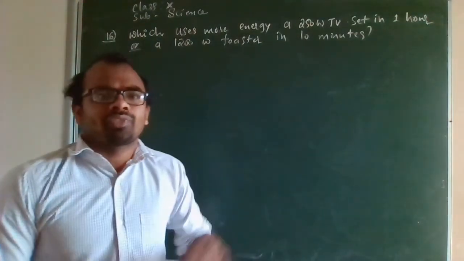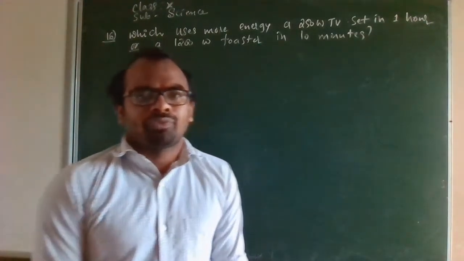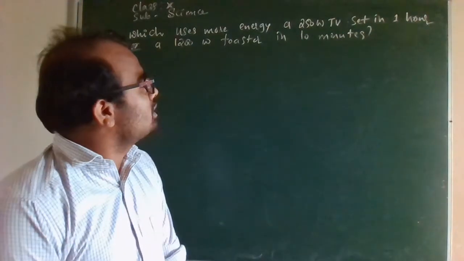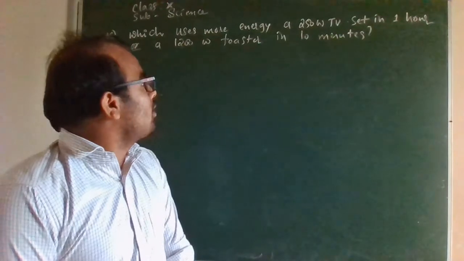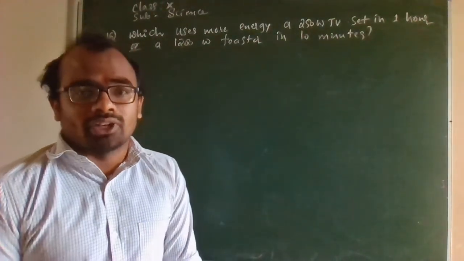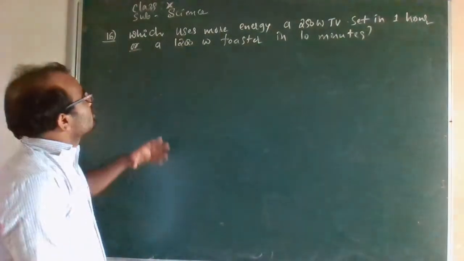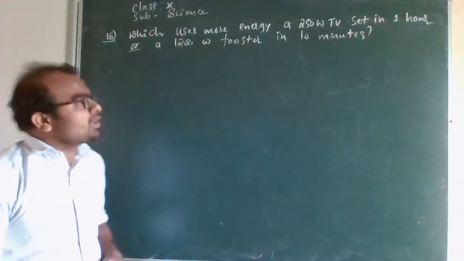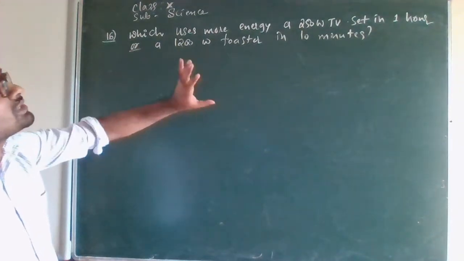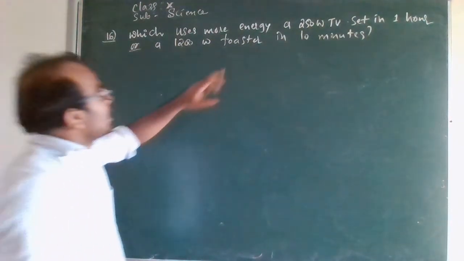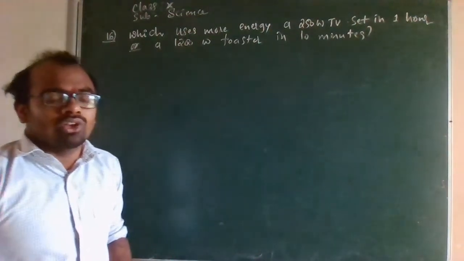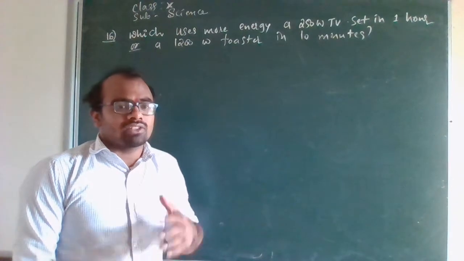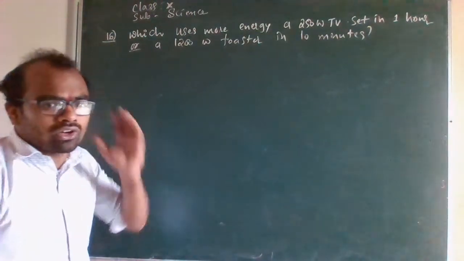So students, this is our 16th question. Which uses more energy, a 250 watt TV set in 1 hour or a 1200 watt toaster in 10 minutes? They have given us two things. One is TV set, other one is toaster. And that 250 watt TV set is used for 1 hour and this toaster is used for 10 minutes. Which is consuming the more energy? So which device has consumed more electrical energy or heat energy?